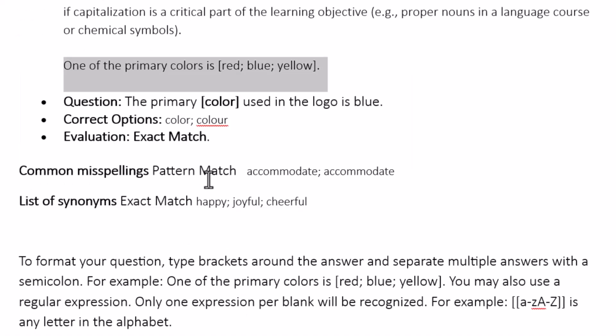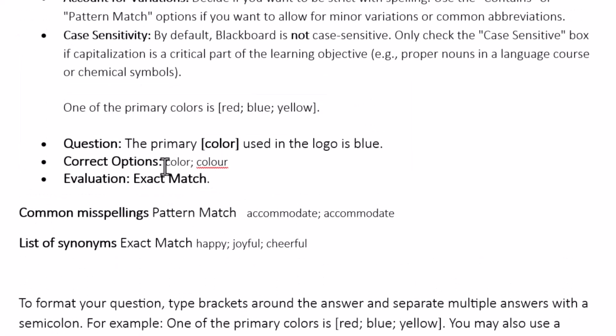Like this one, this is the example. Let's say the spelling of the color can be COLOR or COLOUR. Both of them can be correct, so we can include both of them there.